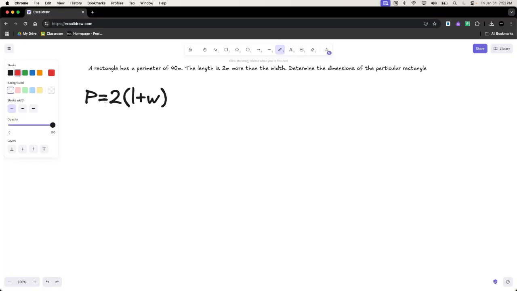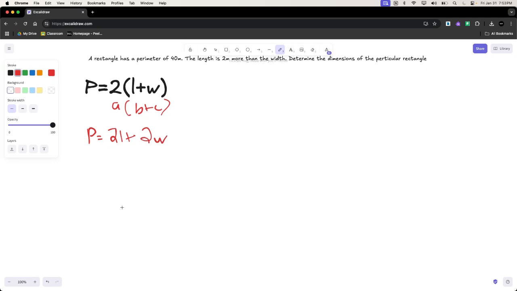So for perimeters, we have a formula here. I can actually simplify this using the distributive property. This would be A, and that would be B plus C. So you can see how that's in the same format. So I could really say that this is P, which equals 2L plus 2W. All right, we're going to use that because it's much easier to go with.